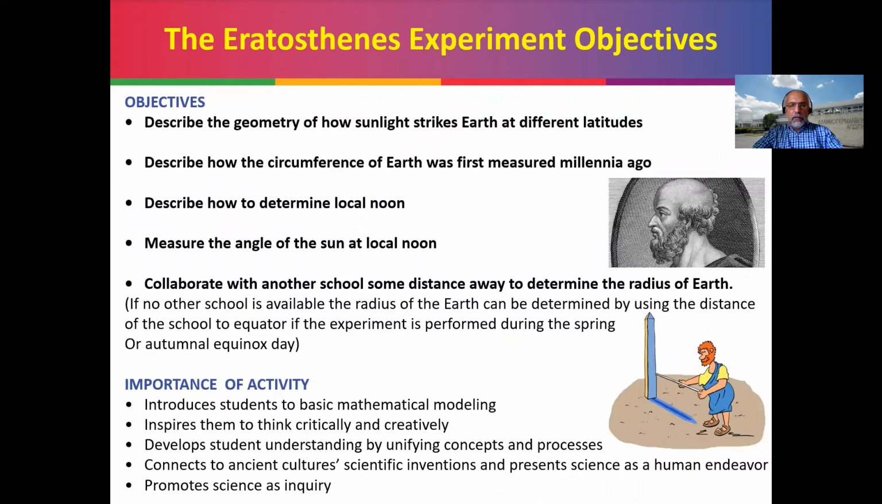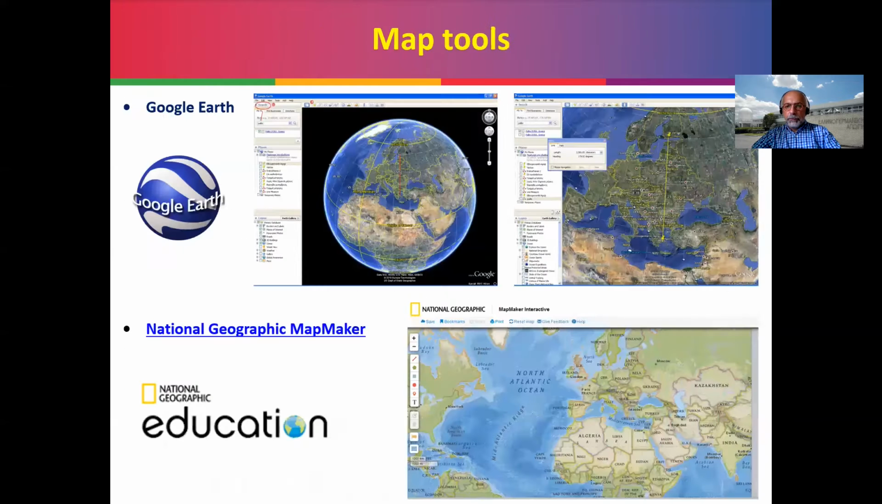In our activity, we have the following objectives: to describe the geometry of how sunlight strikes Earth at different latitudes, to describe how the circumference of the Earth was first measured by Eratosthenes, to describe how to find local noon, and to measure the angle of the sun at local noon. Also, as an alternative, if we find schools that have the same longitude, to collaborate with another school and determine the radius of the Earth by exchanging data.